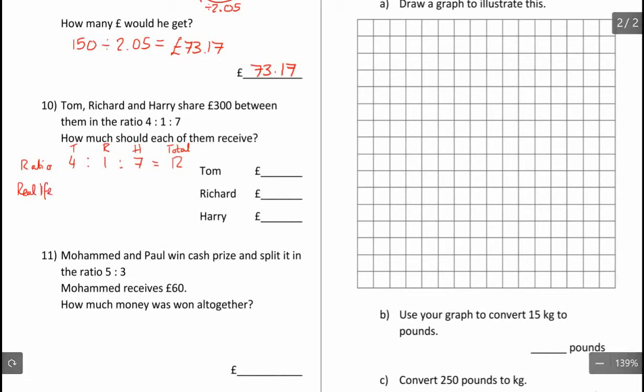Excuse my handwriting. And we know that the total shared in real life is £300. And from that we can gain a bit of information. We can gain what each part of the ratio is worth for it to add up to £300, and that must be 25. So now that we know that, we can times everything by 25, and Tom would get 100, Richard would get 25, and Harry would get 175. And that all adds up to 300. It's a good method because you can check immediately it adds up to 300, which it does.